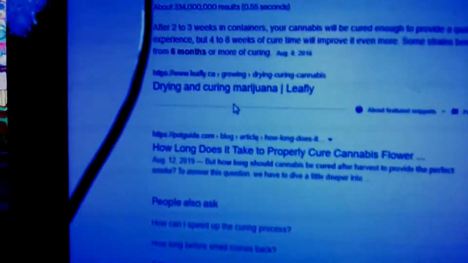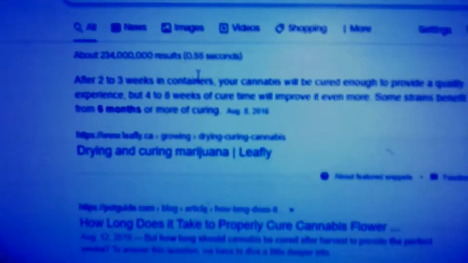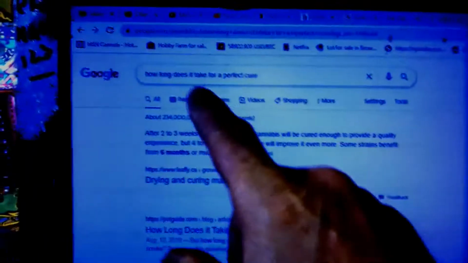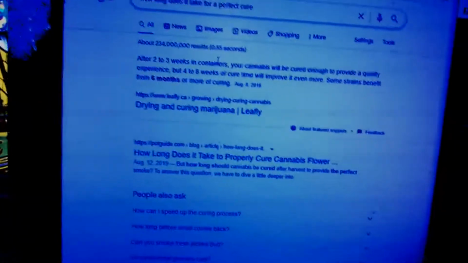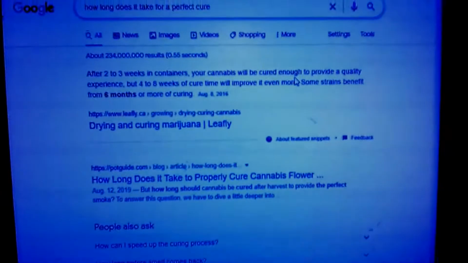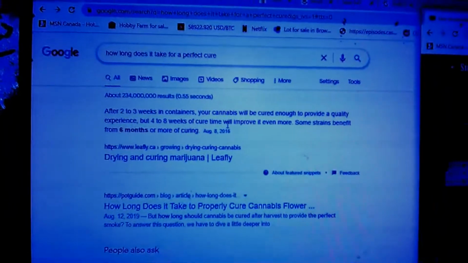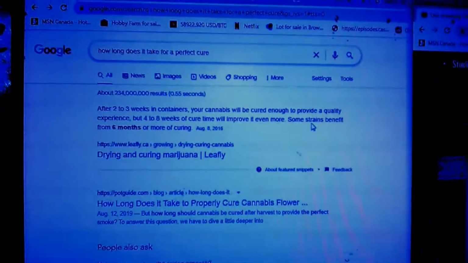So we can see over here, I looked up this. Always with these wires in the way. Okay, take your time, relax. Everything is about patience. Magic is patience, my friend. Magic is patience. And even if you wait forever, close your eyes. So this is what it says, and it's 2 to 3 weeks. In containers, your cannabis will be cured enough to provide a quality experience, but 4 to 8 weeks of cure time will improve it even more. Some strains benefit from 6 months of curing.